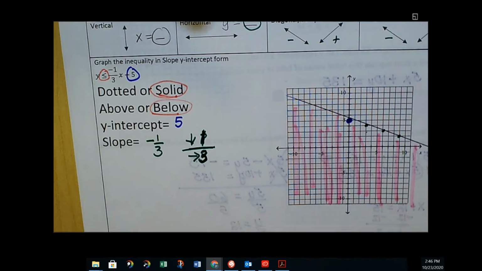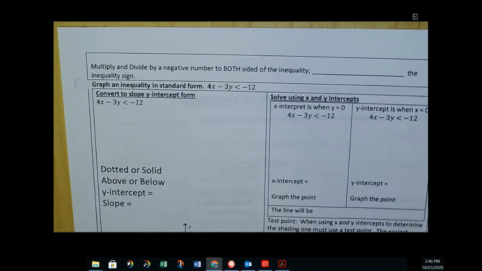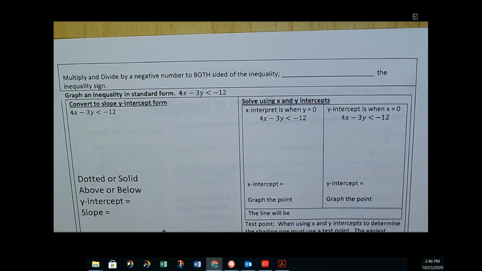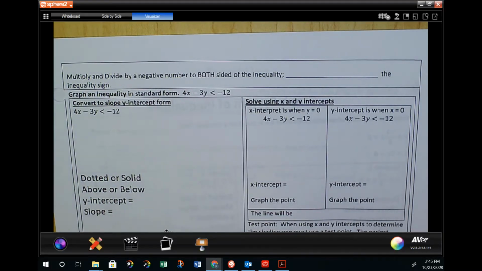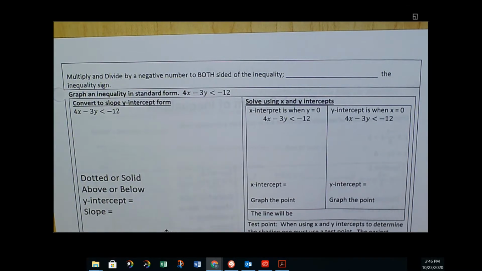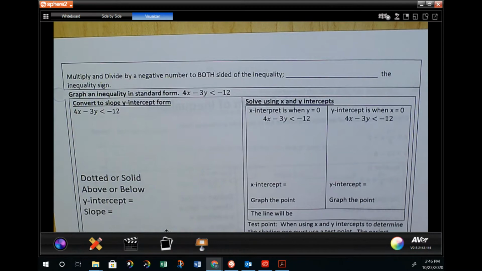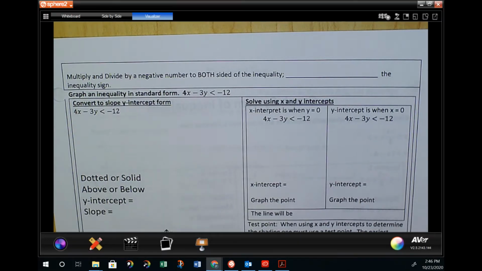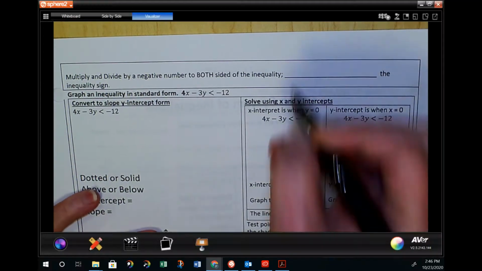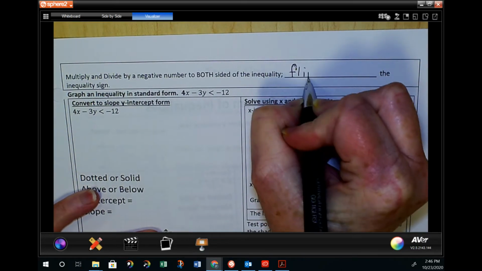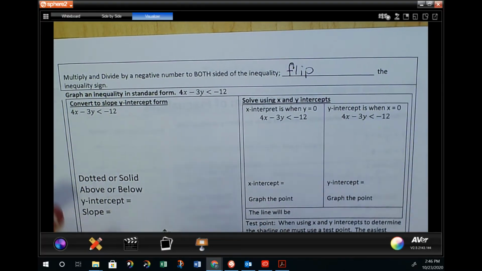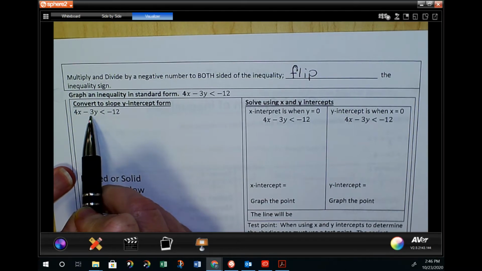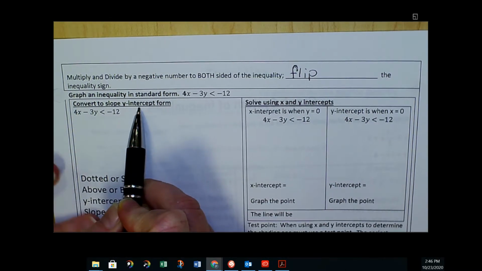And now we've got some special things of how to go through. Remember that when you multiply or divide by a negative number on both sides of the inequality, that means you have to flip the inequality. So we have to flip it. This is something that we need to know because you're going to convert standard form into slope-intercept form.